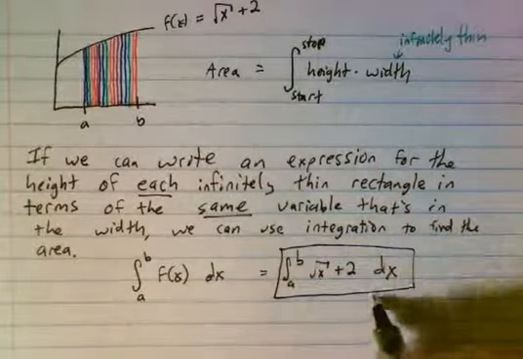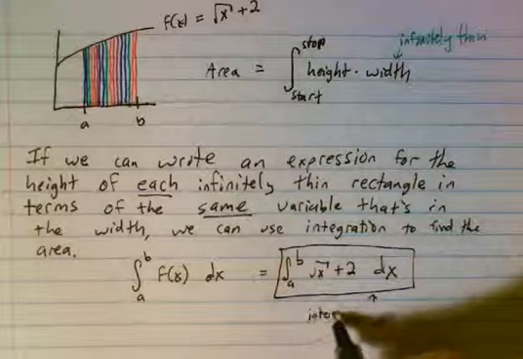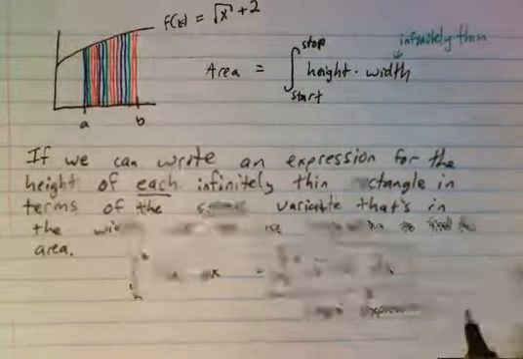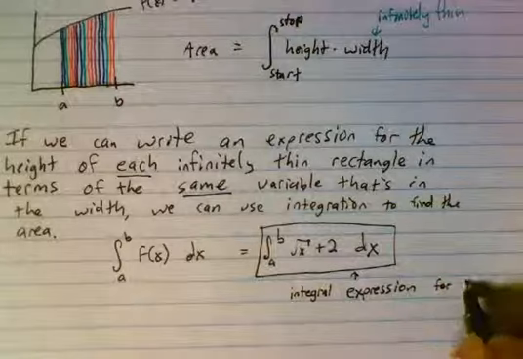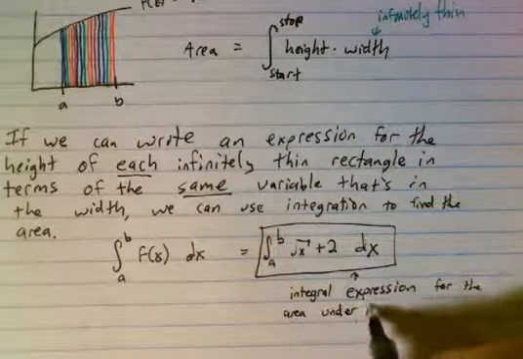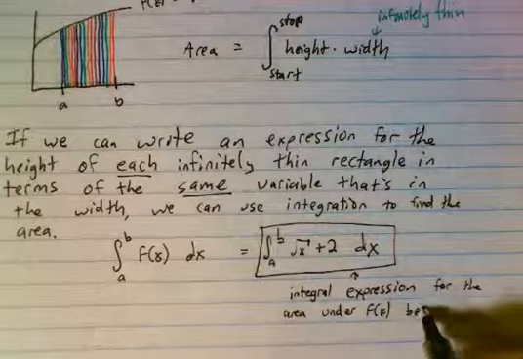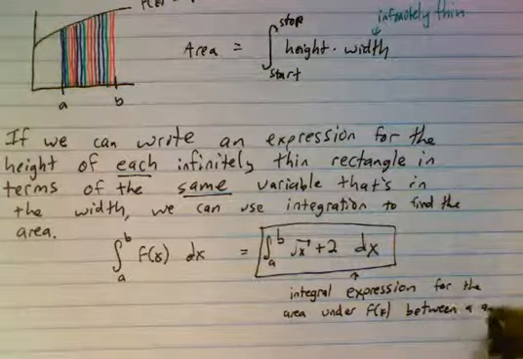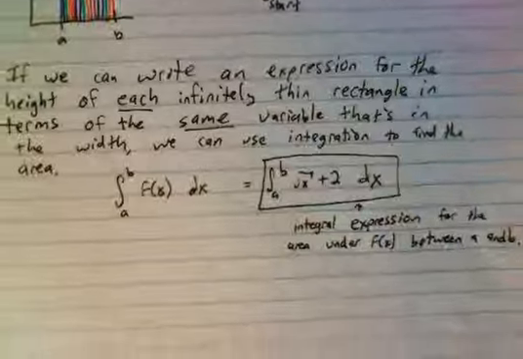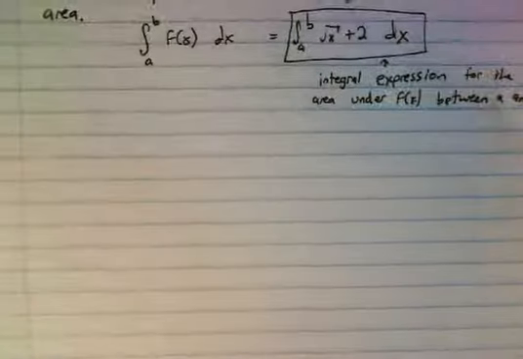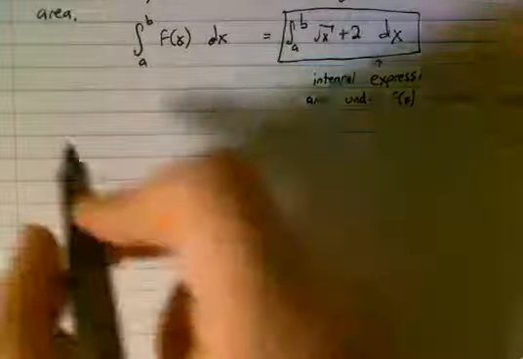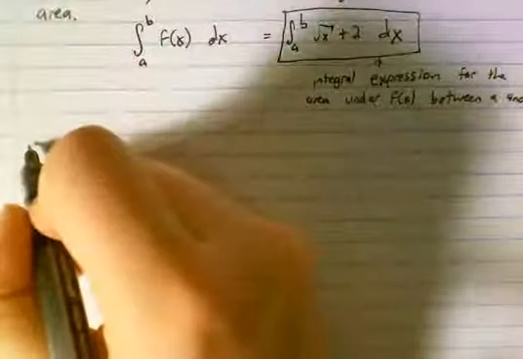This right here is called an integral expression, and in this case it's for the area under f of x between a and b. So what we're going to be asked about in the problems for this set of notes is to write an integral expression to find area. So let's just write down the steps that we're going to have.